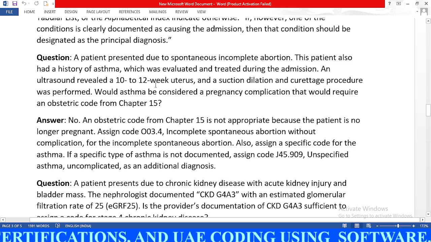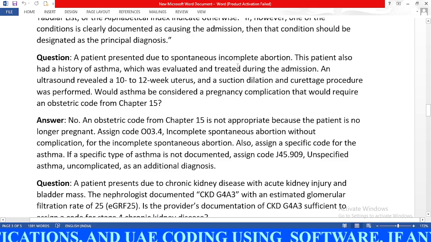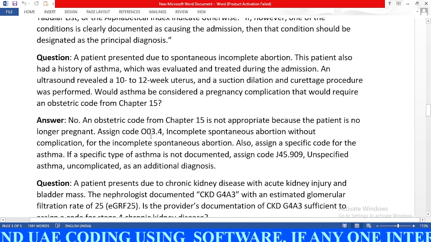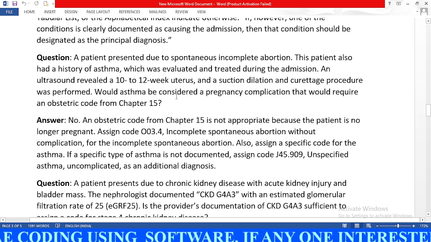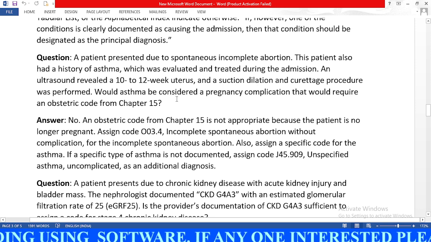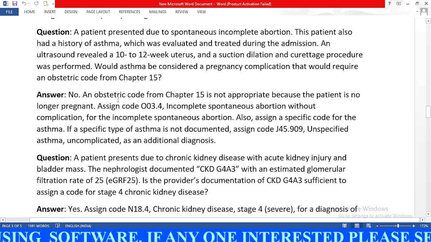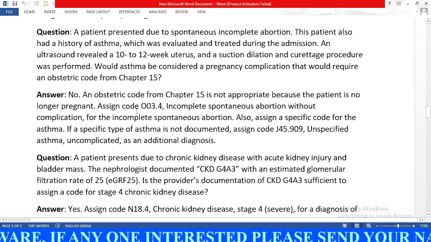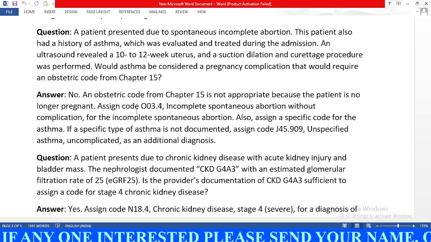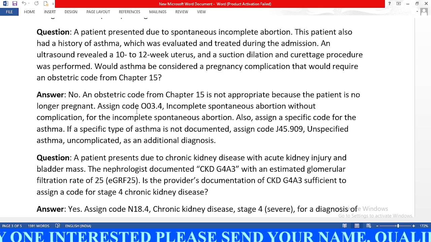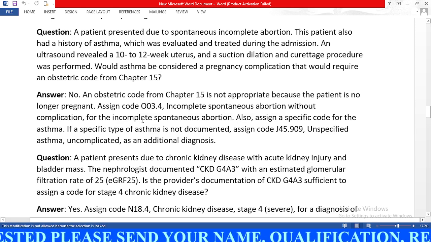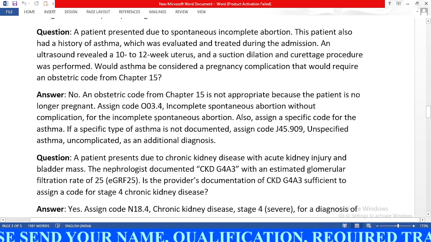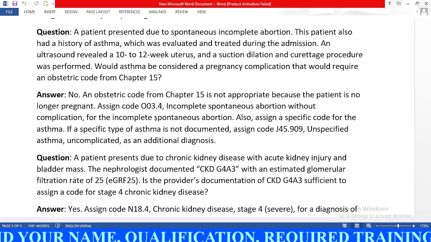So basically here the question is the patient has incomplete abortion and also the patient has asthma. Here our question is, can we code asthma as pregnancy complication or not? So basically the answer is telling us that the patient had an abortion, which means the patient is currently not pregnant. So we do not need to code a chapter 15 code along with the asthma code. As all of us know, we will code chapter 15 codes only along with pregnancy, not with abortion.